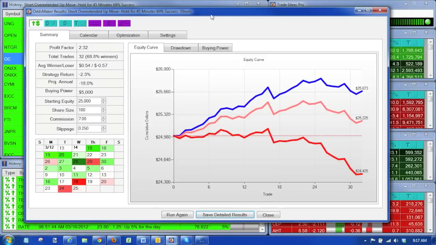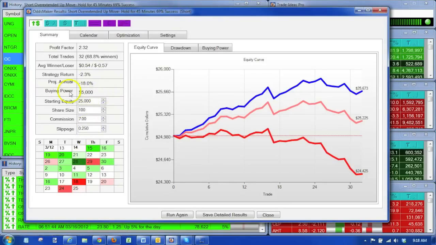made. Looking at the settings and results of the summary, we are trading share sizes of 100, factoring in $7 for commission and 25 cents for slippage. And we are negative for a projected annual return. So let's take a closer look at the components of the strategy.